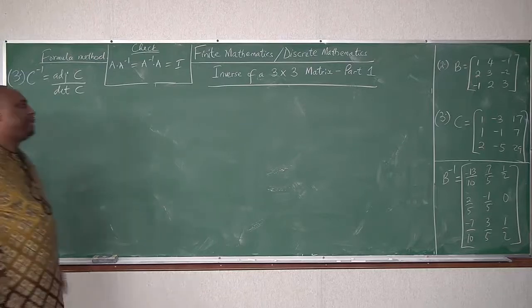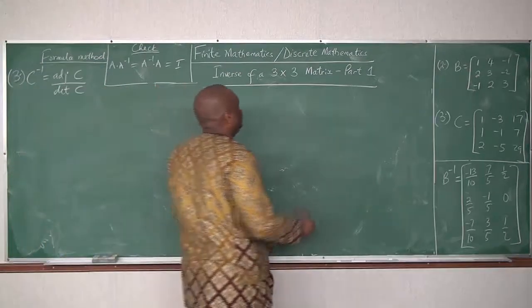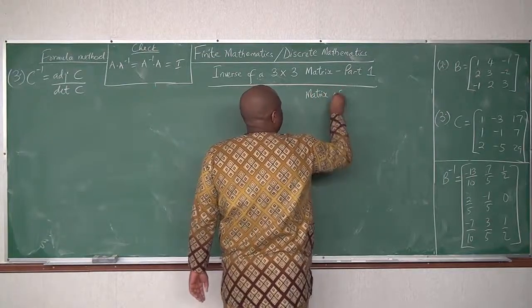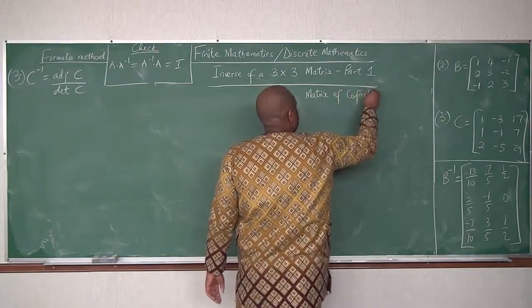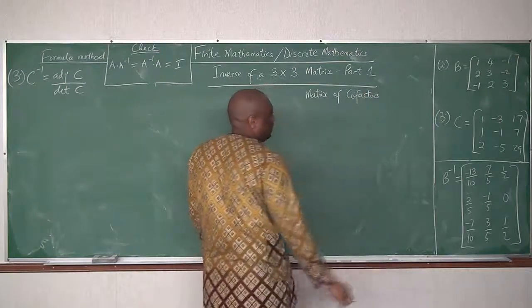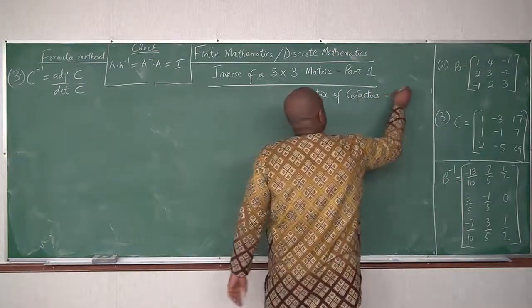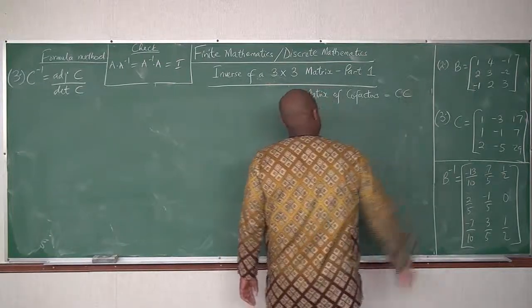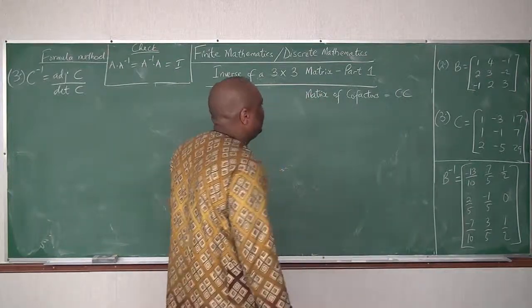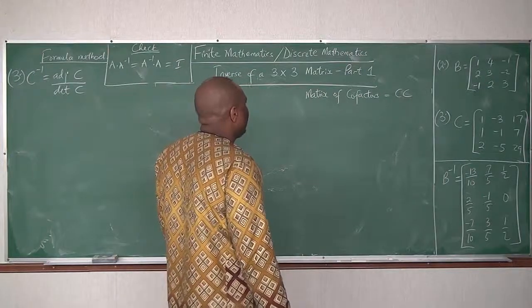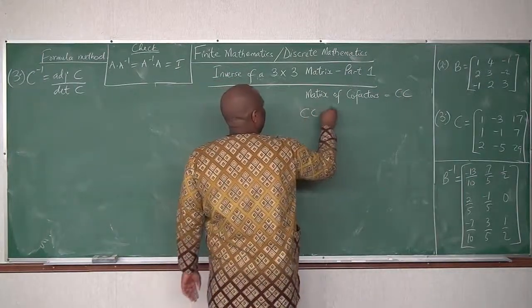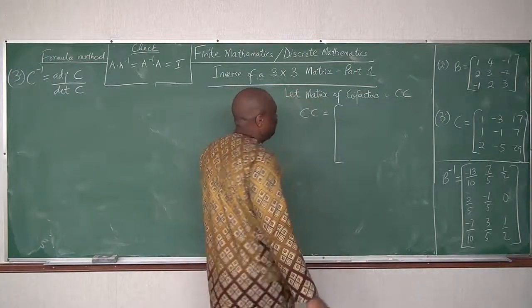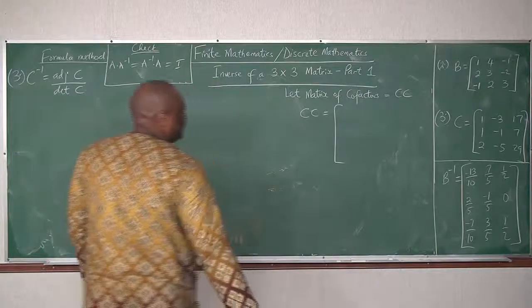And then let's write our matrix of cofactors here. Matrix of cofactors. Can we just call it CC? Let's just call this CC, okay? That's fine. Doesn't matter. Let's just call it CC in this case. So write a matrix of cofactors here.